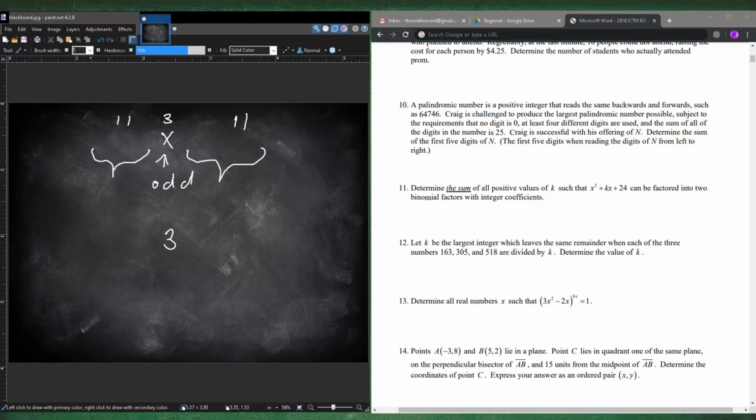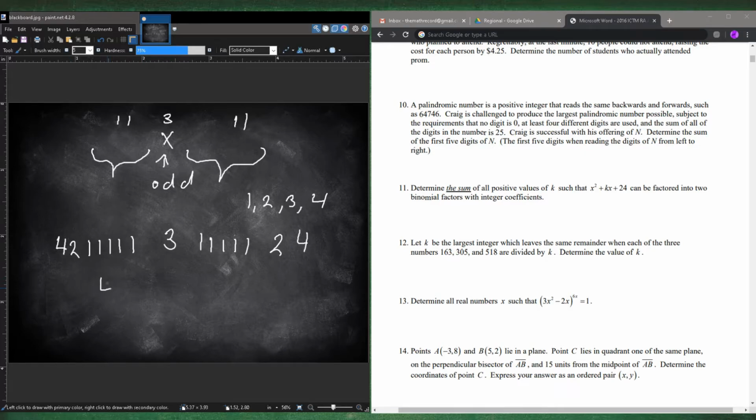So we already have 1, 2, 3, and 4. Those are the smallest numbers that we could use, right? So the biggest we could put is a 4 on each end. We already have a 3 used, so let's put a 2 next. So we already have 6, and the sum is 11, so 11 minus 6 is 5, which is five ones on each side. So there are four different numbers used, none of the digits are 0, and the sum of all these digits added together is 25.